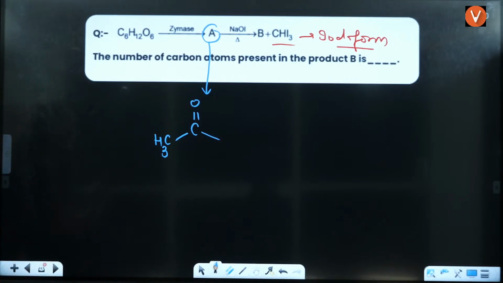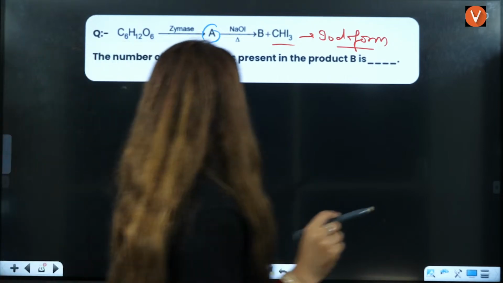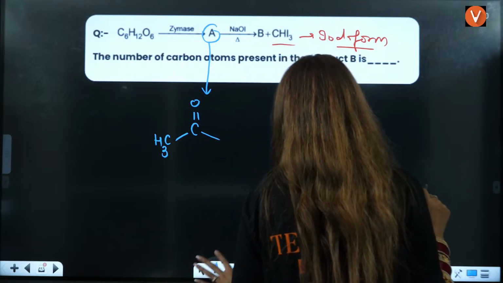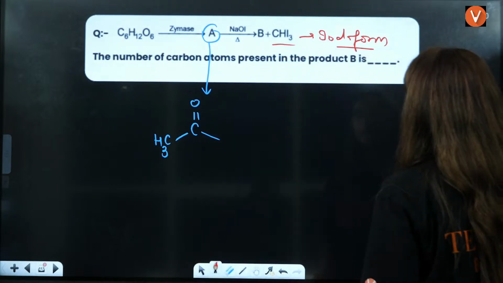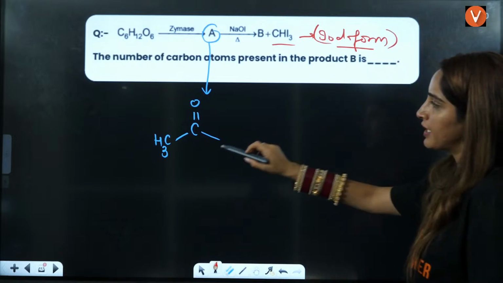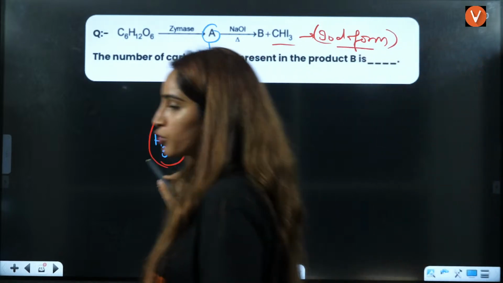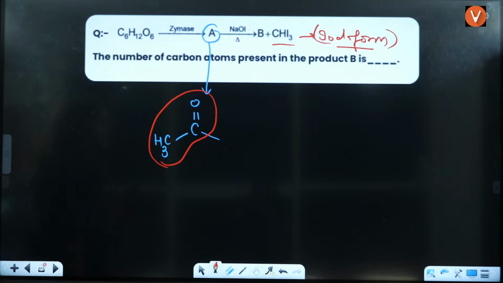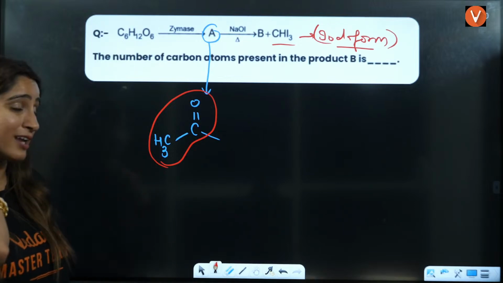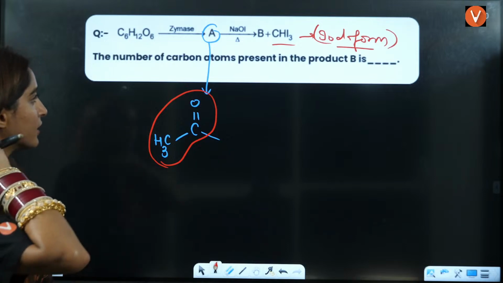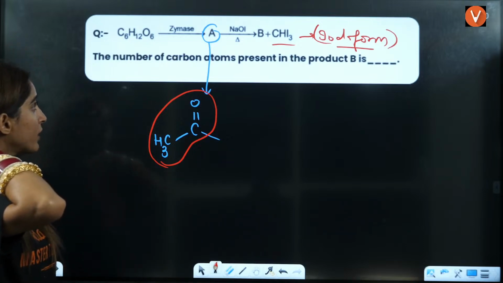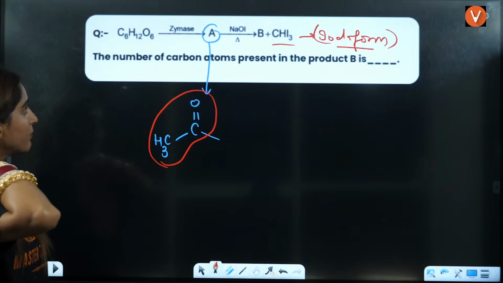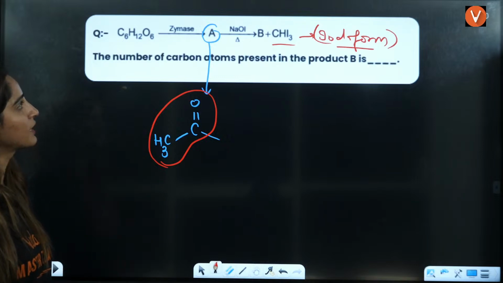So you need to tell me the number of carbon atoms present in product B, right? I have told you it will give the iodoform test. That means a methyl ketone should be there in the question, right? From there you can easily tell, even if you don't know the product A, even then you can tell the answer here, right? The product formed in B, right? So that will be which thing?